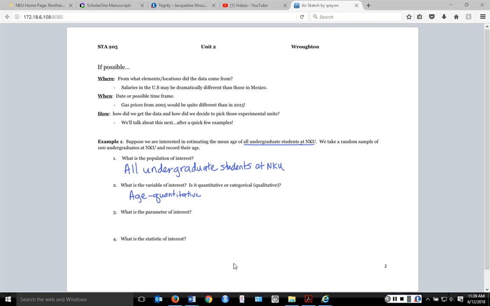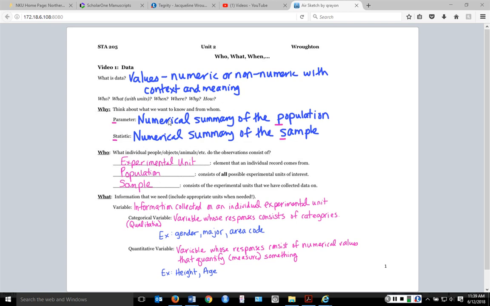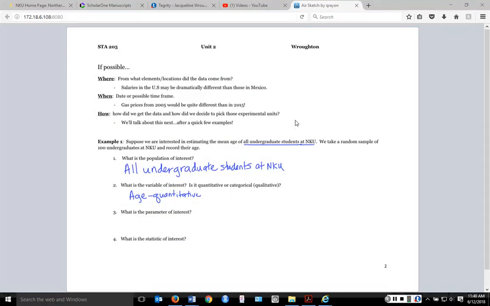Now going back and looking at parameter. So a parameter was the numerical summary of the population. So it's a number I want to know about my population. So what number do I want to know? I want to know their mean age. So this would be our population mean age. I could have also just said the mean age of all undergraduate students at NKU, and that would be perfectly fine because I defined my population that way as well.